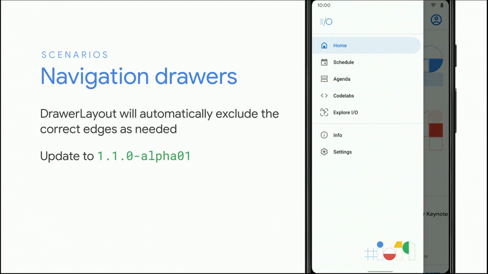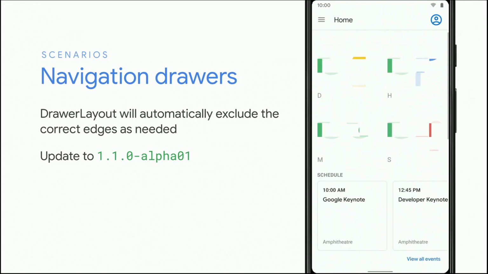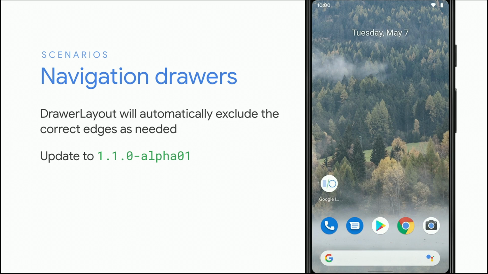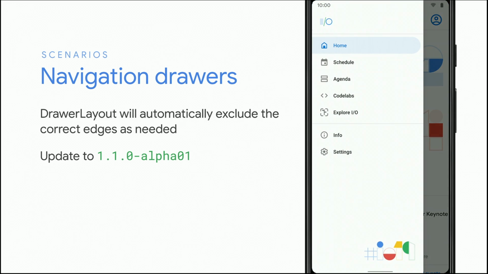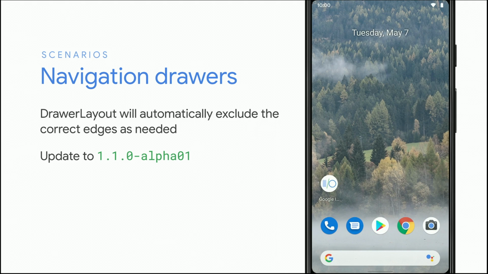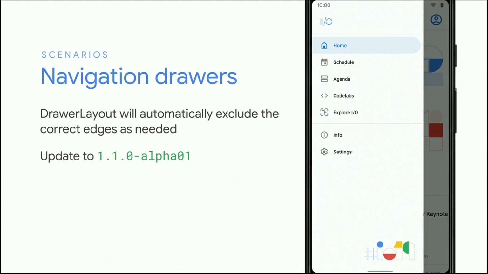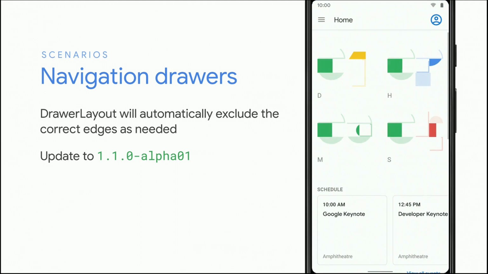The next scenario is all about navigation drawers. Now, if you've tried beta 3, you'll probably have noticed that a lot of apps use navigation drawers, and it can sometimes get a bit funky. So DrawerLayout will automatically exclude the correct edges as necessary. Here you can see in the Google I/O app that when the drawer is closed, it will open, and then on the next gesture, when it's open, the back gesture will actually take preference. Now, to use this, you need to update to 1.1.0 alpha 1, which was released this week.